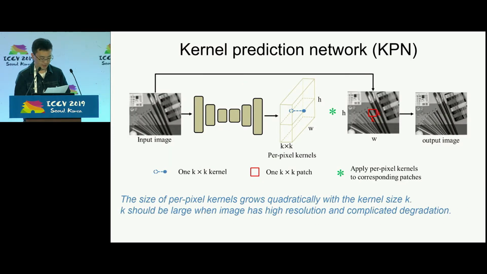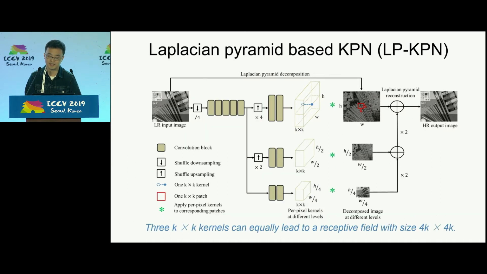As we have mentioned, the real-world degradation is spatially variant, so instead of directly learning an image-to-image translation, it first predicts per pixel kernels and then applies the predicted kernels to the input image. However, this introduces a problem. The size of the per pixel kernels grows quadratically with the kernel size k. This can result in heavy computational and memory cost when the image size is large.